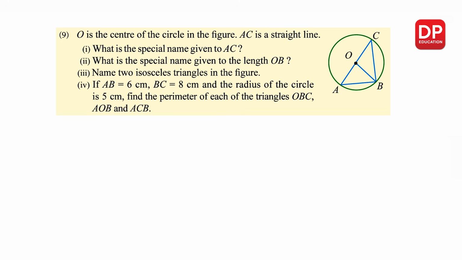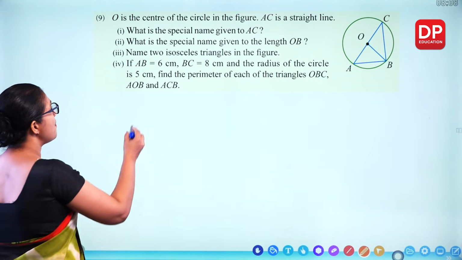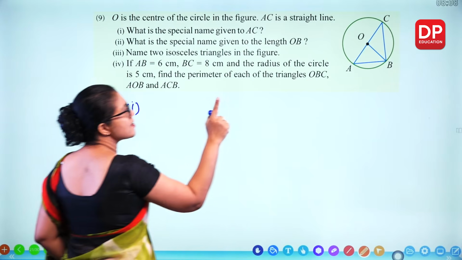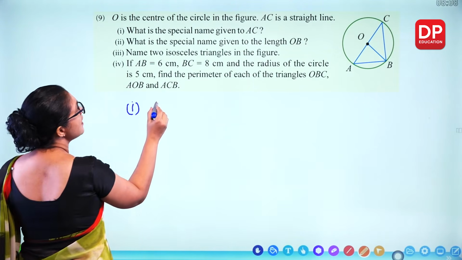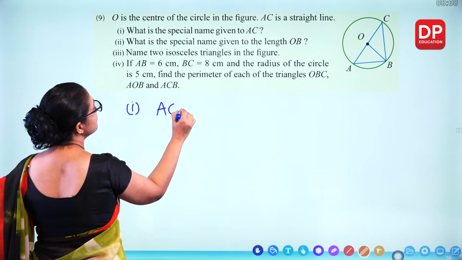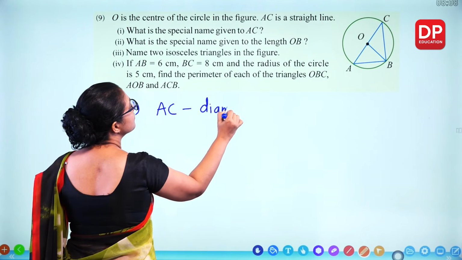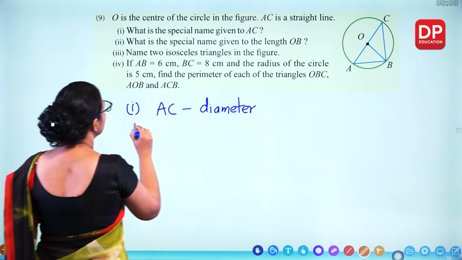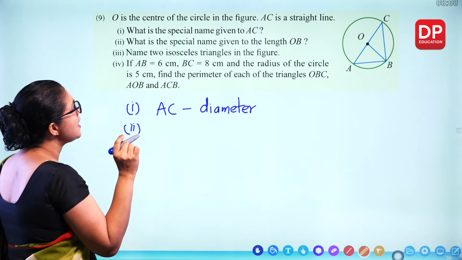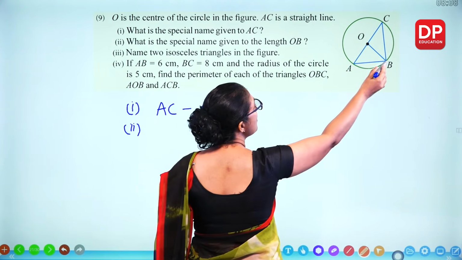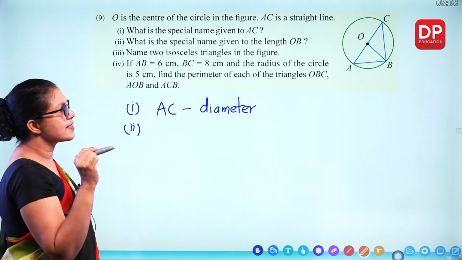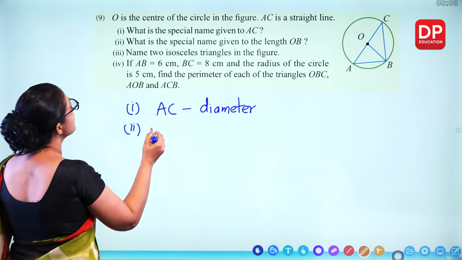Question number 9. O is the center of the circle in the figure. AC is a straight line. What is the special name given to AC? It passes through the center. So what do you call that? That's the diameter. What is the special name given to the length OB? That's from center to a point on the circumference. That's the radius.